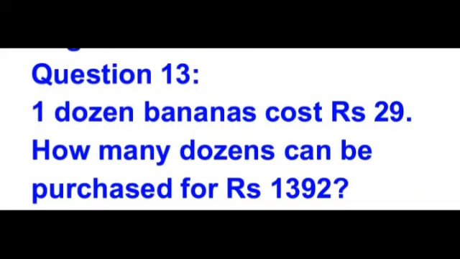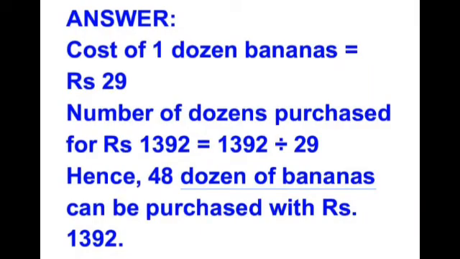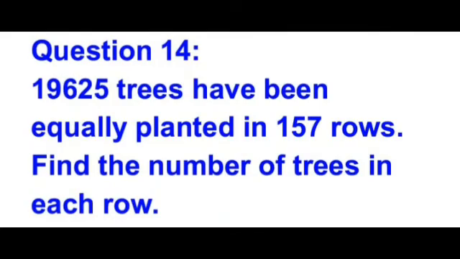12th question, do by yourself. 1 dozen bananas cost rupees 29. How many dozen can be purchased from rupees 1392? Here you have to find the number of dozens. So what we have to do? We have to divide both the numbers. So first write down the steps. Cost of 1 dozen bananas is rupees 29. Number of dozen purchased from rupees 1392 is 1392 divided by 29. So hence 48 dozen of bananas can be purchased.